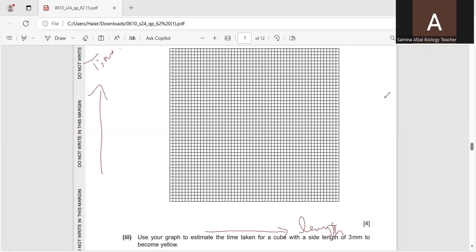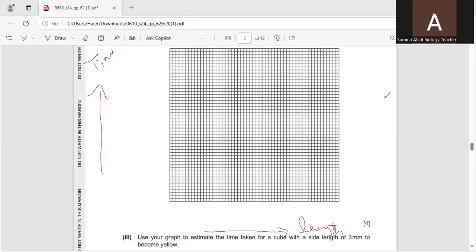So the values for length are 2 millimeter, 4 millimeter, 6 millimeter, 8 millimeter, 10 millimeter. So there are 5 values for this. And for these 5 values, we will take 2 equal to 10 small squares. And on the other side, on the time axis, 100 will be equal to 10 small squares. So in this way, we are using this scale to draw the graph.